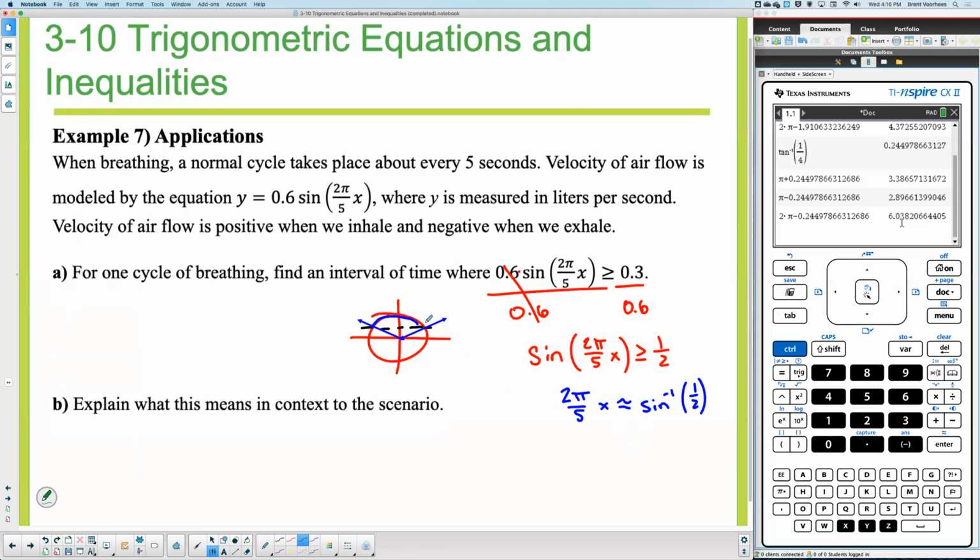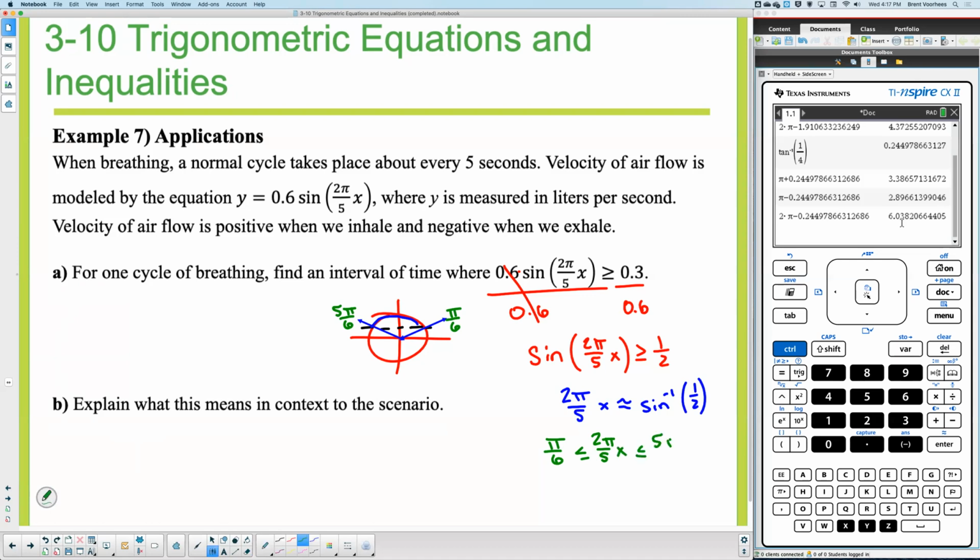So what we have here, if this is pi over 6, this is going to be 5 pi over 6 because it's almost 1 pi. What I'm going to say is my values have to be in between those two values. So pi over 6 is going to be less than or equal to 2 pi over 5 x, which is less than or equal to 5 pi over 6. And I forgot my x. Let's get that x in there.